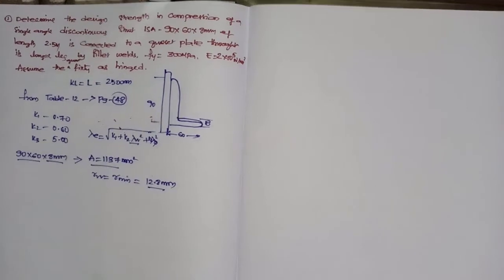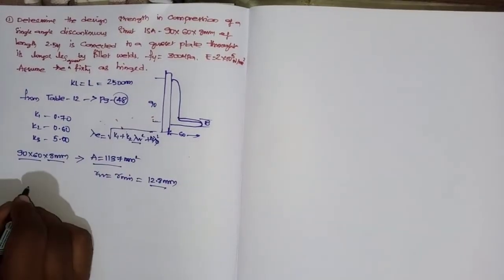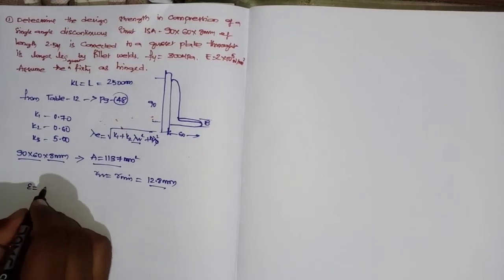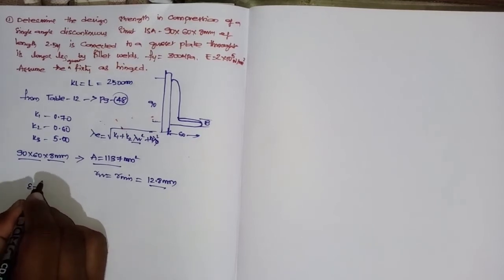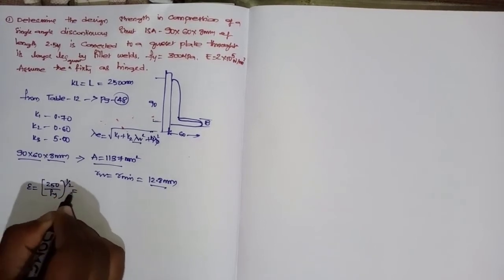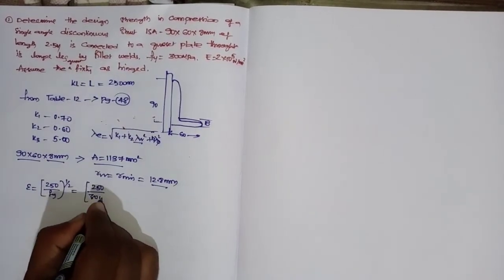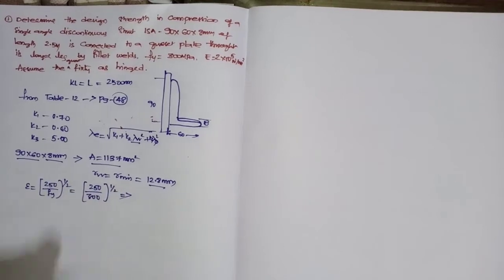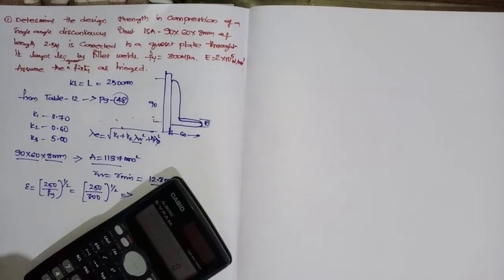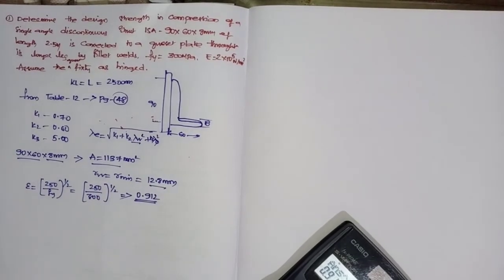Right. Now first we calculate epsilon equals 250 by fy to the power of 1 by 2. 250 divided by fy, which is given as 300. So 250 divided by 300 to the power of 0.5. How much do you get? 0.912. Now everything is ready.